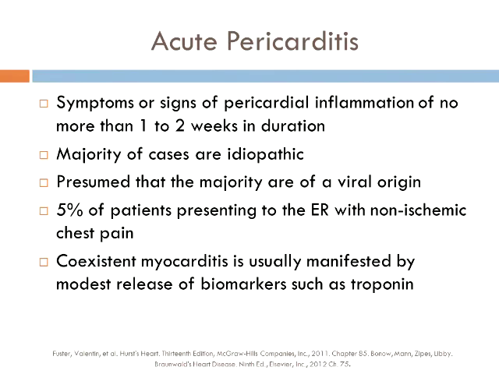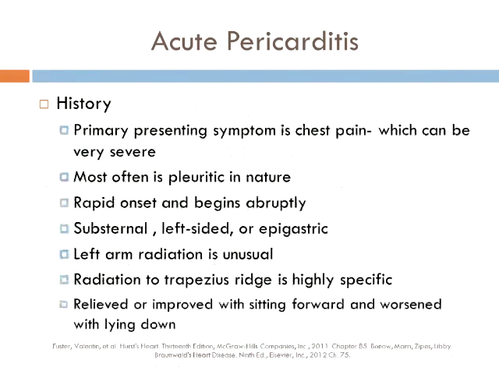So the history the patient will present with, the main thing you'll see is chest pain, and it actually can be pretty severe. It's most often pleuritic in pain. Patients will complain of taking a big breath in and having pretty severe pain. It's usually rapid onset, and they can almost specifically tell you the time it begins.